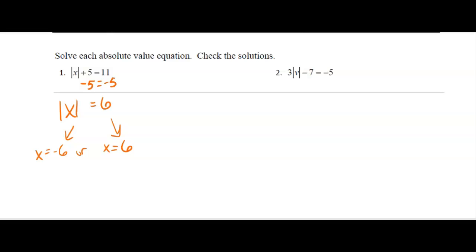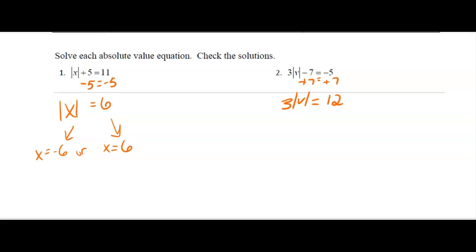So it says check your solutions. Well, it's pretty simple to check, because if I plug in 6 or -6, the absolute value of those numbers is 6. Plus 5 is 11. I checked it. Here we add 7 to both sides, and that gives me 3 times the absolute value of V equals 12.